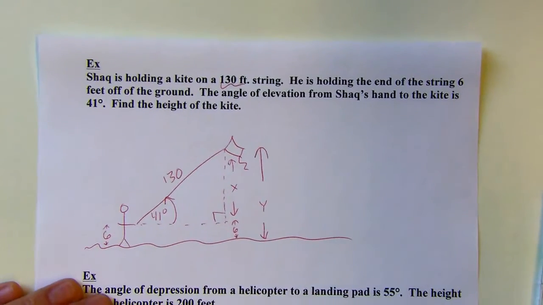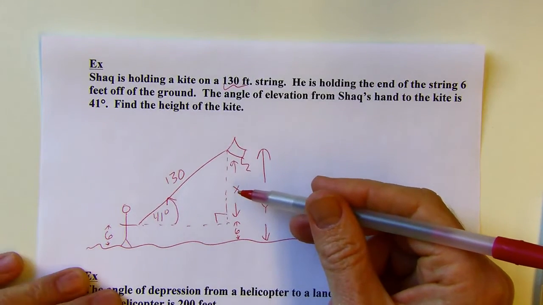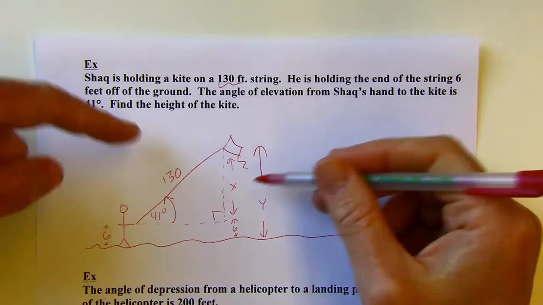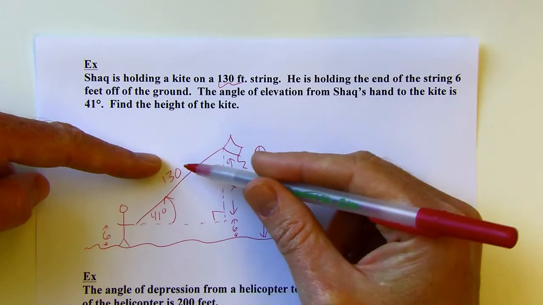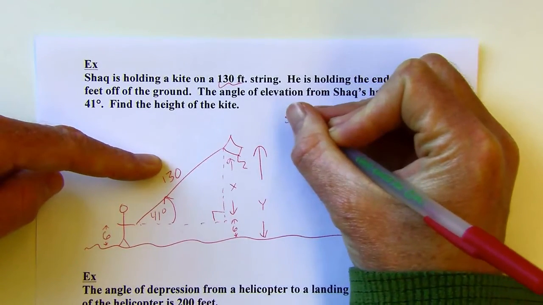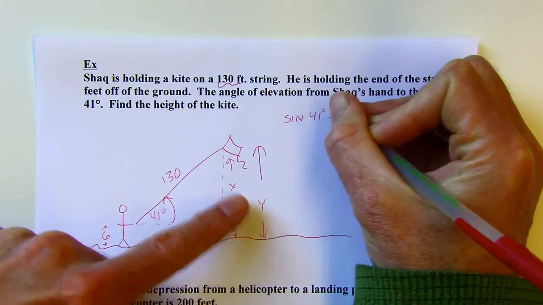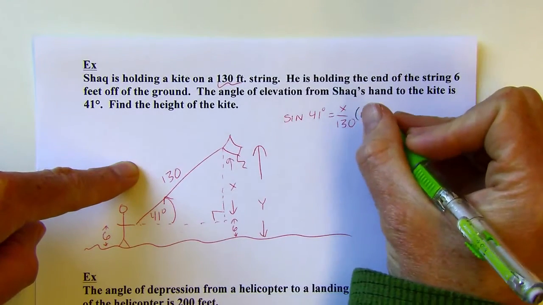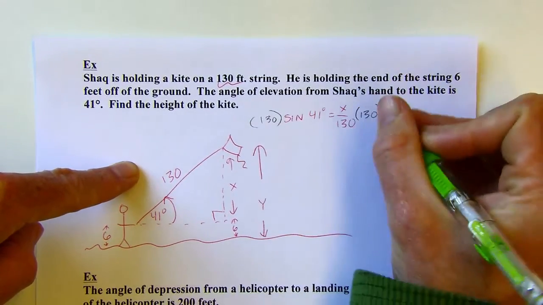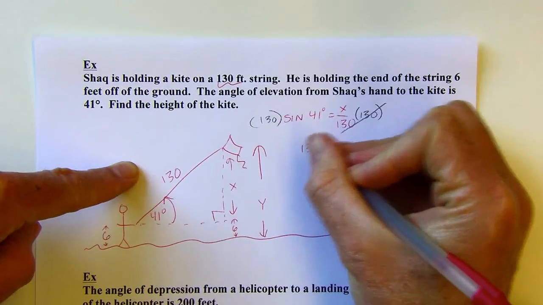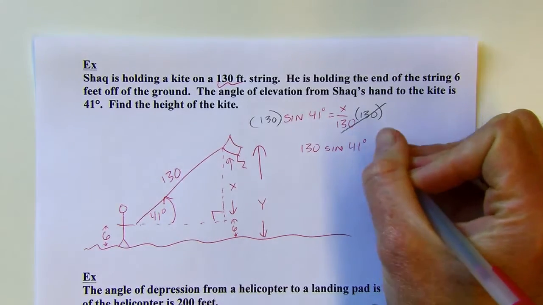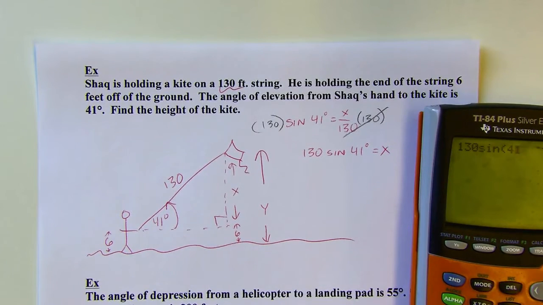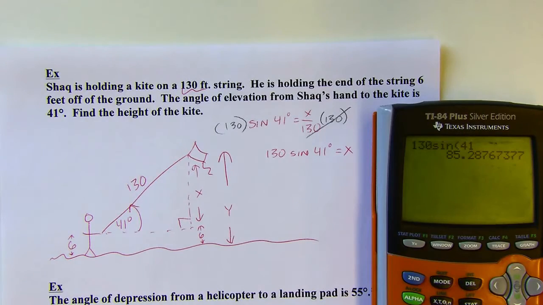On a test or quiz, a lot of people will get an answer that's 6 shy of where it needs to go because they forget to add that 6 to their final answer. All right, so first I'll solve for x. I'm looking at opposite and hypotenuse, which is sine. So I'd want the sine of 41 degrees to equal x over 130. The incredible switch is no good here. I just want to multiply by 130 to clear the fraction. Okay, I'll put that into my calculator. That gives me about 85.29.